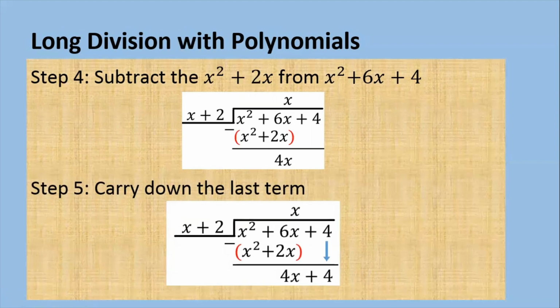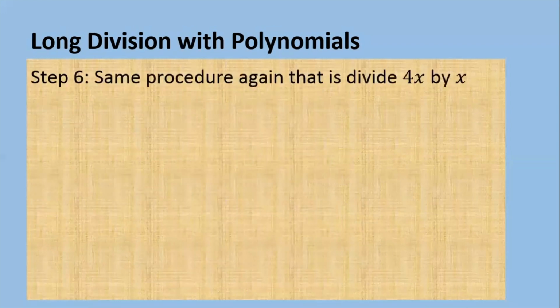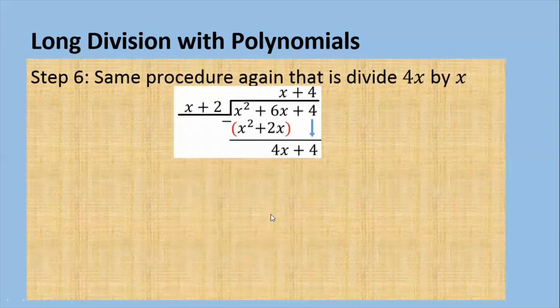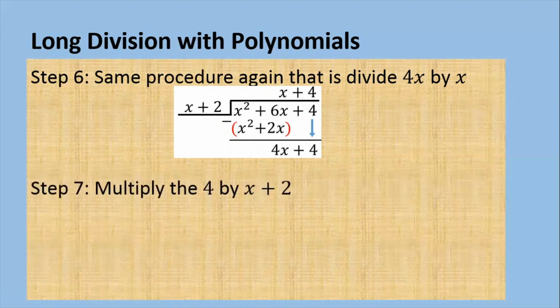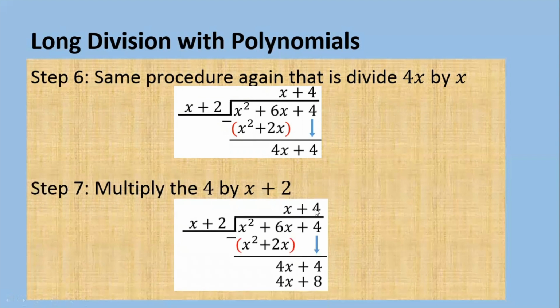Why? Because 4x, we can divide it by x. So, the same procedure again. That is, you will divide 4x by x. So, 4x divided by x, that's 4. And then, what do we need to do? Well, you will multiply the 4 by x plus 2. So that will be what? You will get 4 times x, that's 4x, and 4 times 2 is 8.